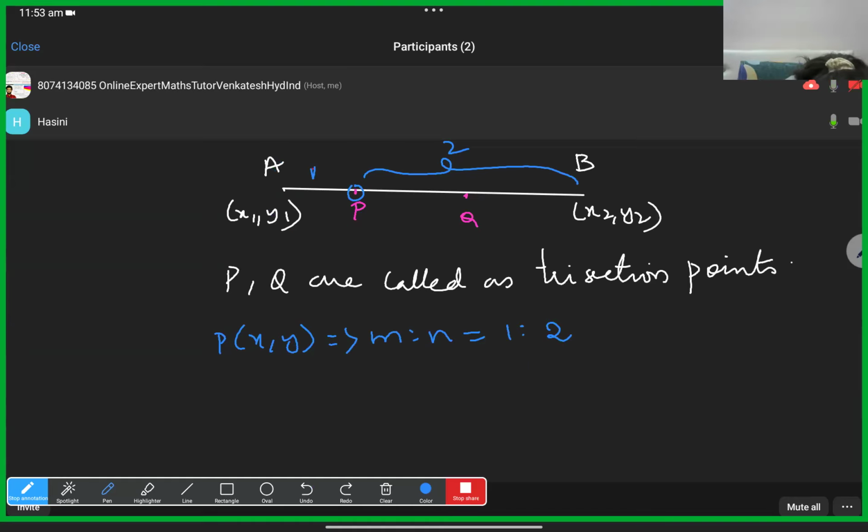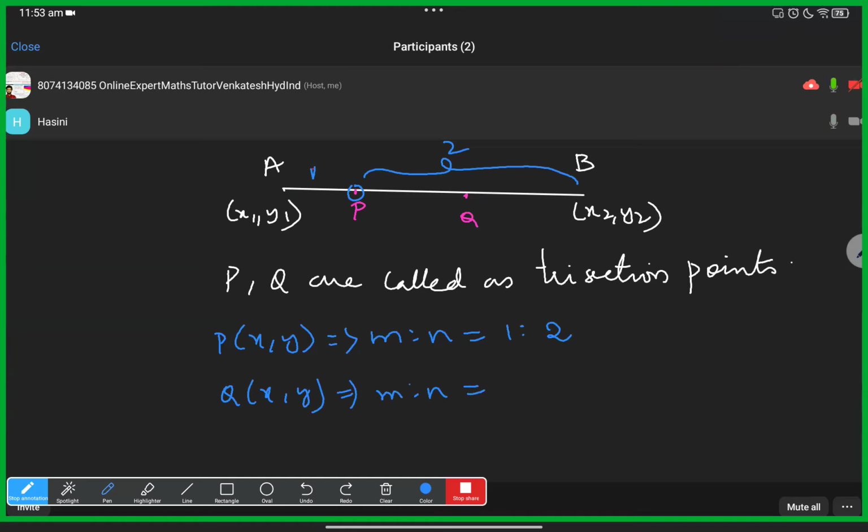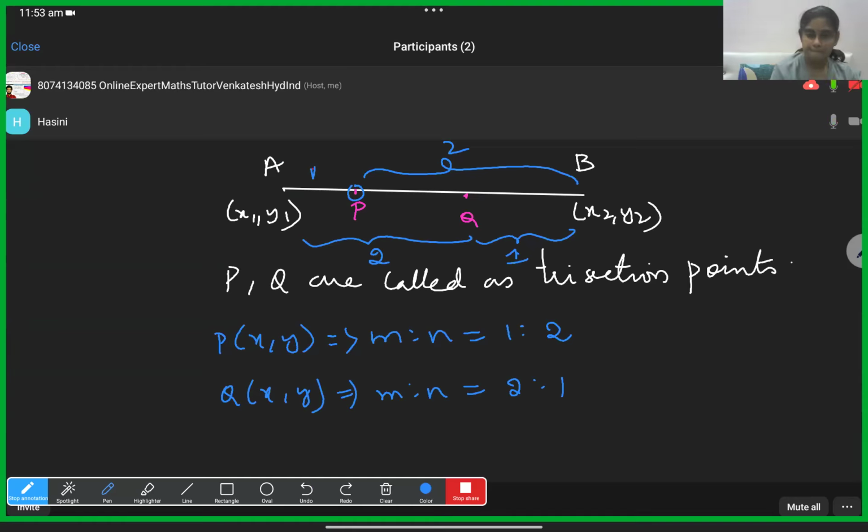Similarly, the coordinates of Q we get by using the ratio 2:1, because Q is far from A, which is two parts, and the remaining is one part. So the total is three parts, satisfied, 2 plus 1. Any doubt? Now, if they ask us to find the coordinates of the points of trisection, how many will there be?